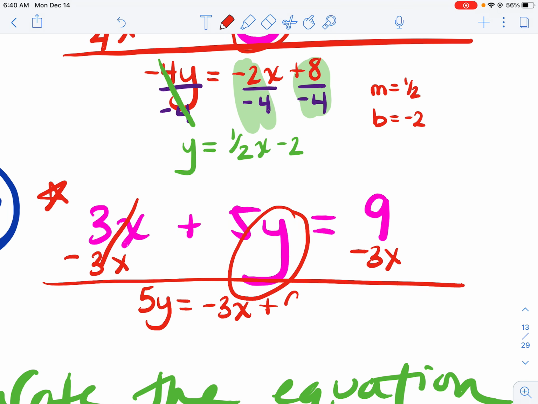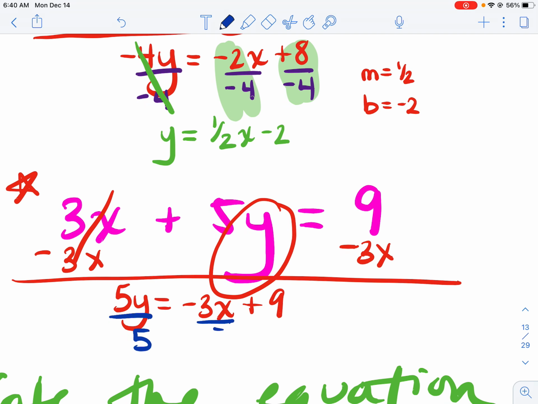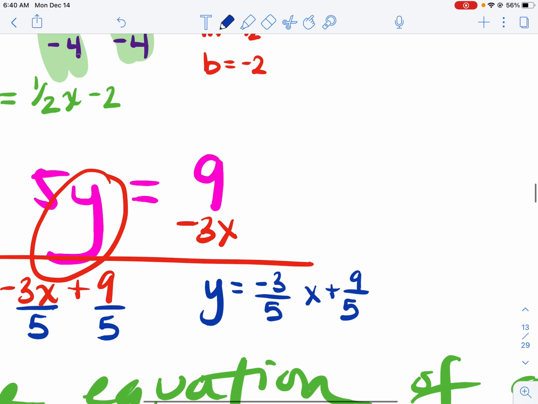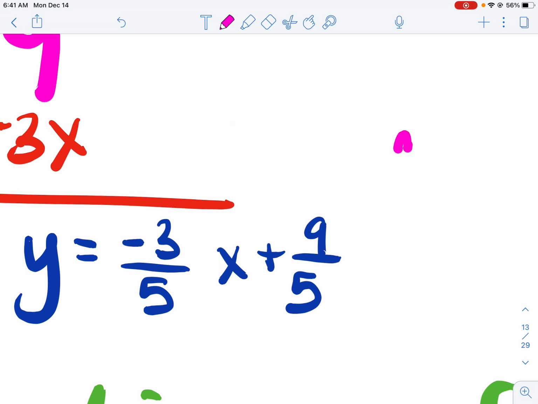All right, so check your first step. Now to get y by itself, we're going to divide every part by 5. Y equals negative 3/5 x plus 9 over 5. And again, this is not the prettiest of fractions we have, but that's okay. So check your work. Was your m negative 3 over 5? And was your b 9 over 5?